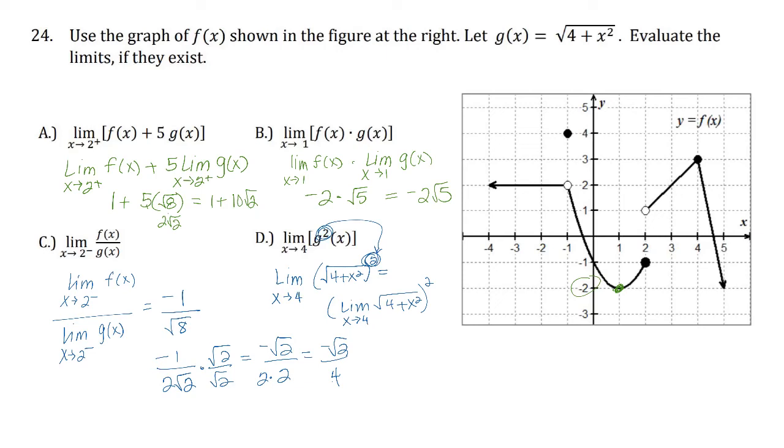And so that's going to be, we plug in our 4 here. So we're going to look at the square root of 20, because that's going to be 4 squared plus 4. And then we're going to square that, so that's just going to give us 20.